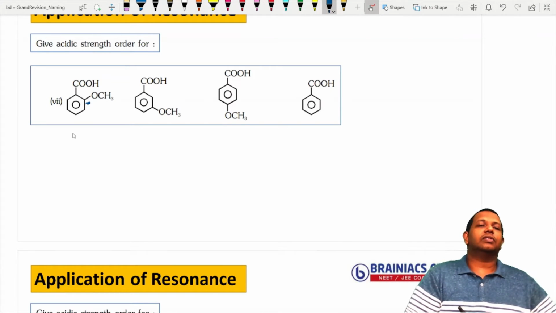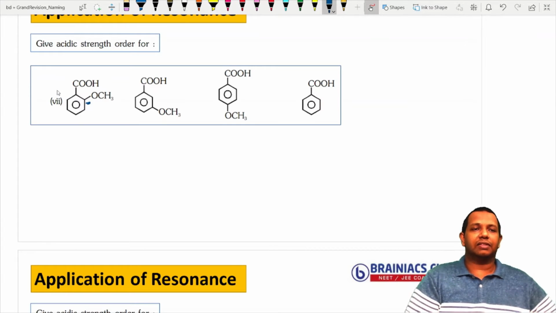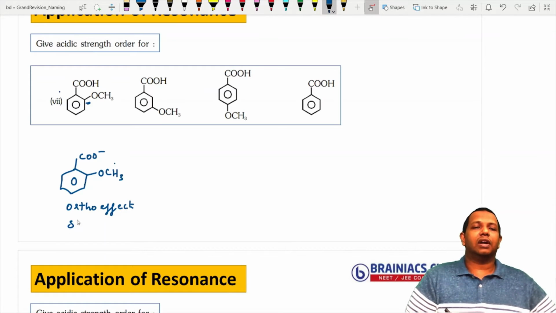So if ortho is substituted, then this benzoic acid will be the stronger one. So I can easily say in this question, you have COO minus after removing the H plus, and you have a methoxy group. Don't look at the effect of these groups now, because this is only ortho substituted. So I can say this is having the ortho effect. Okay, so this is a stronger acid.